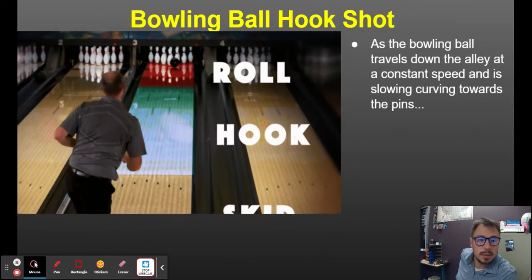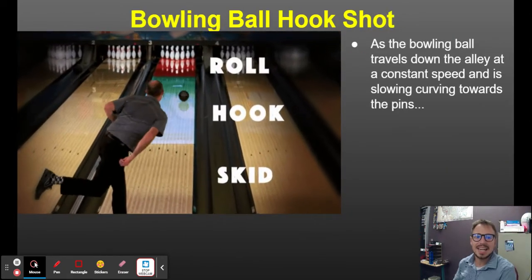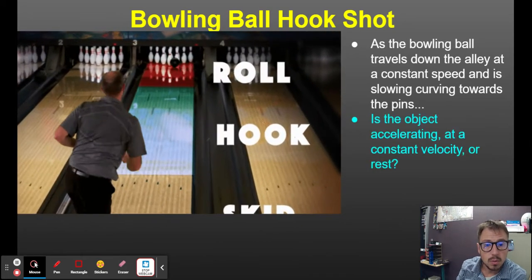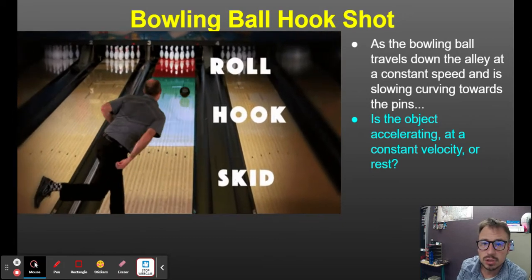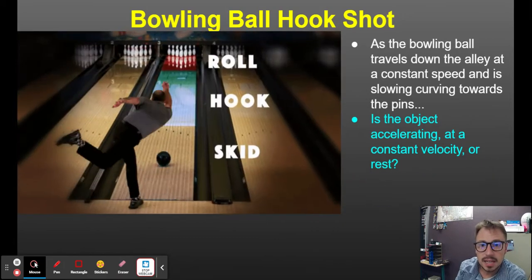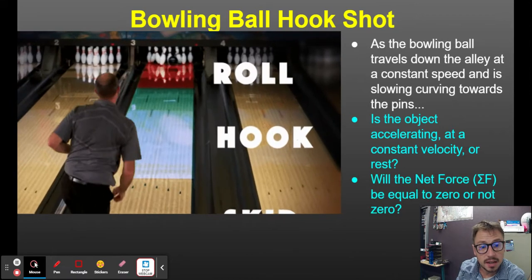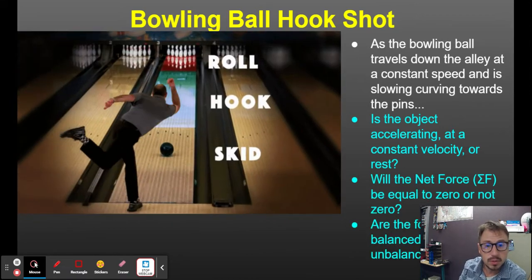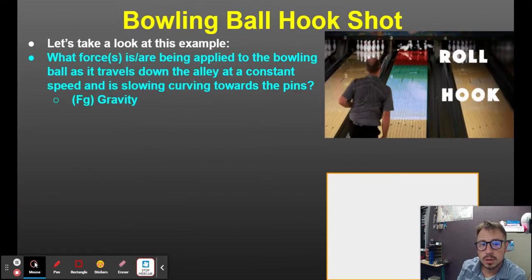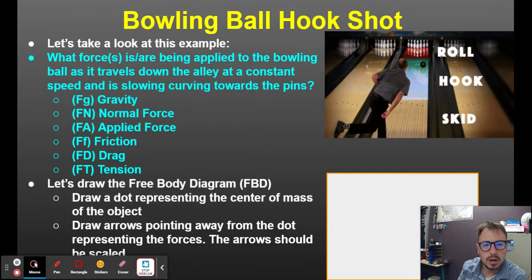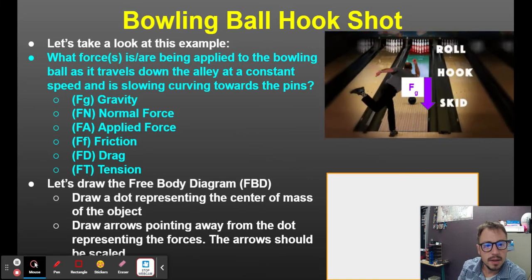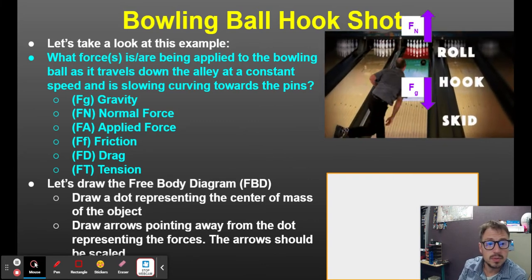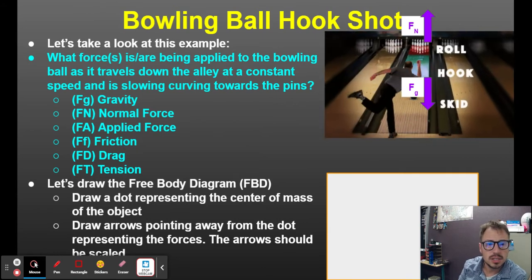Now let's look at another example. Now, a bowling ball travels down the alley at a constant speed and is slowly curving towards the pin. Well, I know the object is accelerating. Even though it's traveling at a constant speed, it is turning. So there is a net force. So the net force is not going to be zero, and the forces are going to be unbalanced. So let's look at the forces that are being applied here. So I'm going to have that force of gravity, and I'm going to have that normal support force, that perpendicular support force.